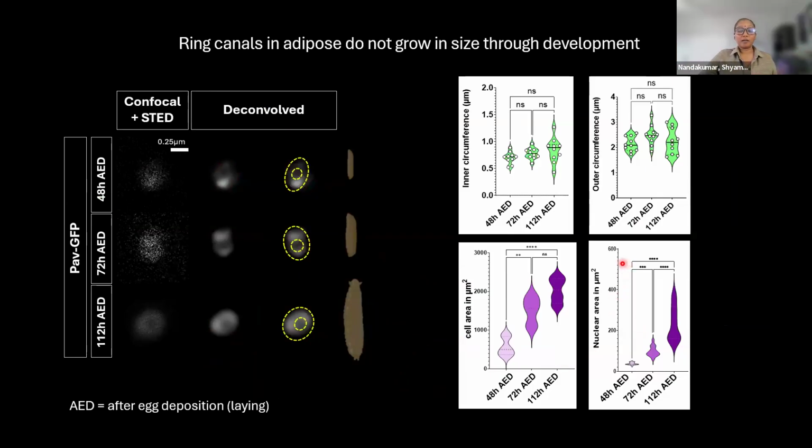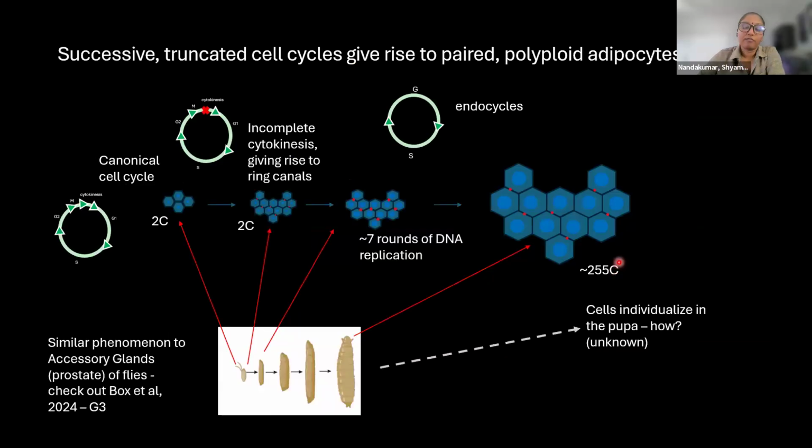One very interesting thing that I found is that while the animal and the fat body grow quite exponentially through development over the course of 3 or 4 days, the ring canals themselves do not grow at all. In fact, neither the inner nor the outer diameter, which I measured here, shows any change despite an exponential increase in nucleus size and cell size. This is also a result of polyploidization.